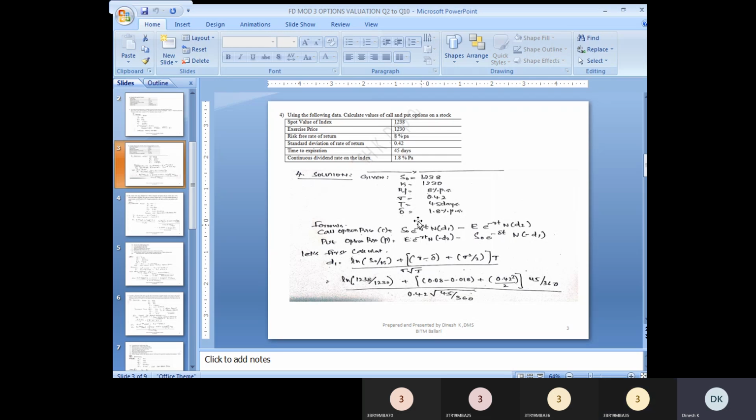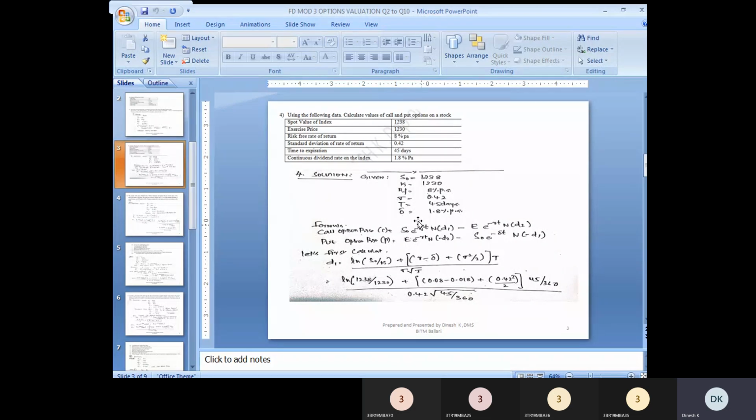Minus S naught, which is 1238. 1238 multiplied by e to the power of minus delta, delta is 0.018, multiplied by 45 divided by 360, then the whole thing multiplied by N of minus d1, that is 0.4247. Okay, so I will read out once again.